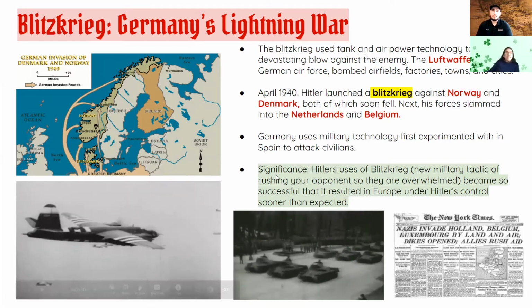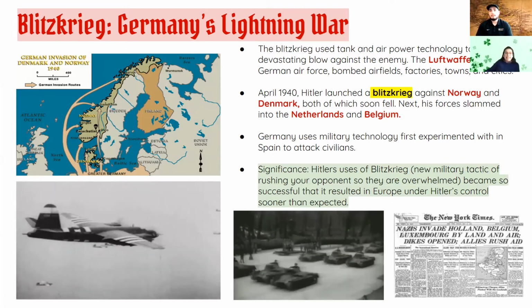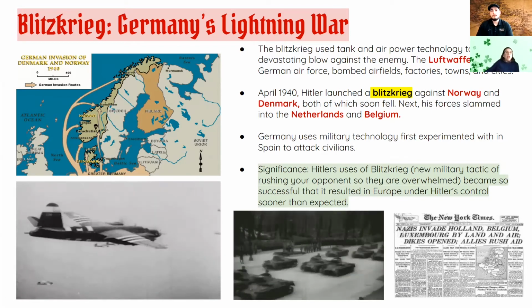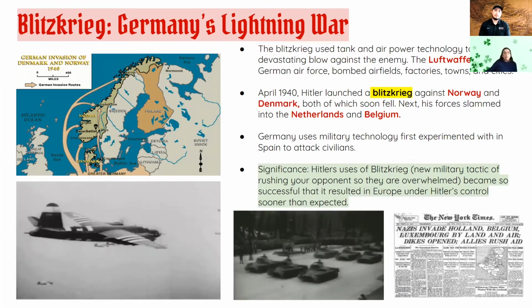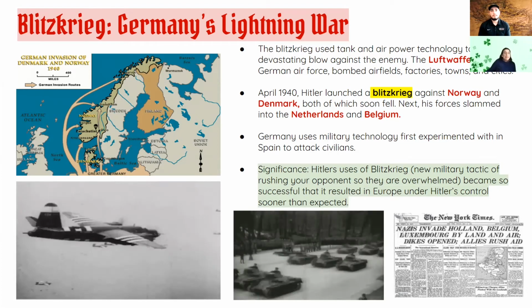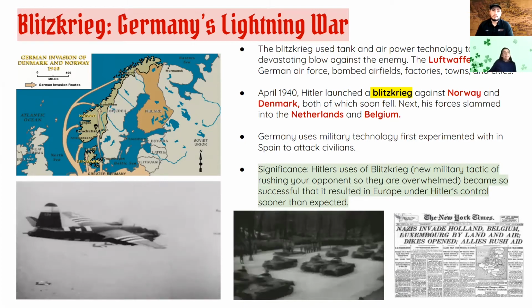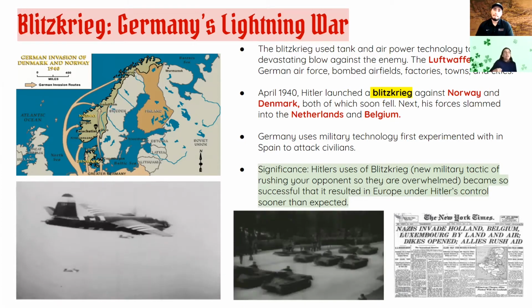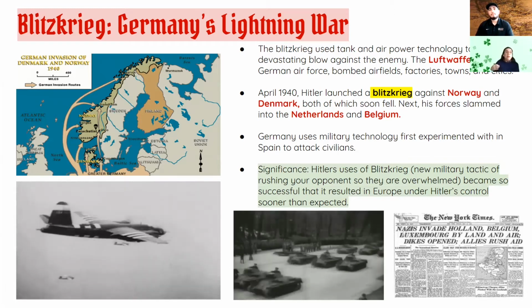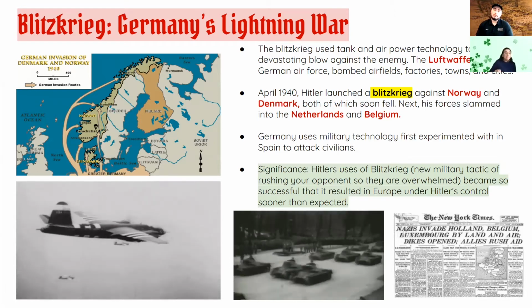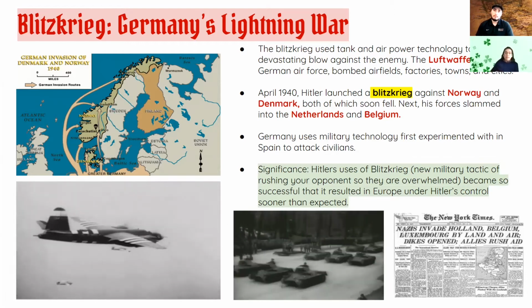The significance of Germany's blitzkrieg is that Hitler is using a new military tactic, rushing your opponent when they are overwhelmed. This became so successful that it resulted in Europe under Hitler's control sooner than expected. People were not expecting to be invaded, and they were not expecting to be overrun so quickly. And this is one of Hitler's strengths, that people are underestimating both him, his military strategy, and the military might of the German army at this time.